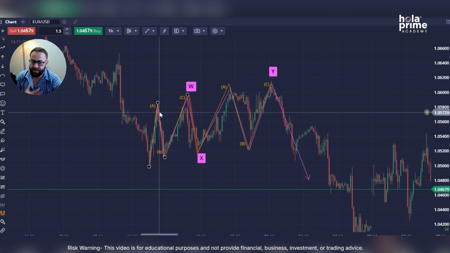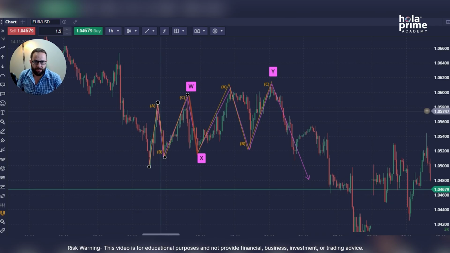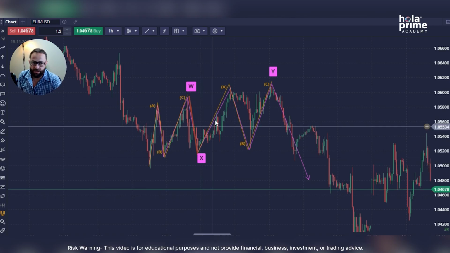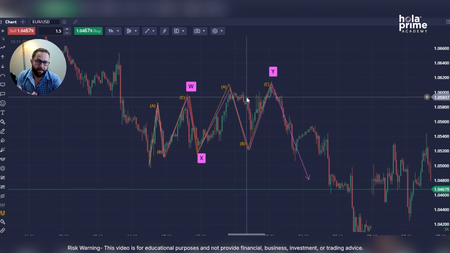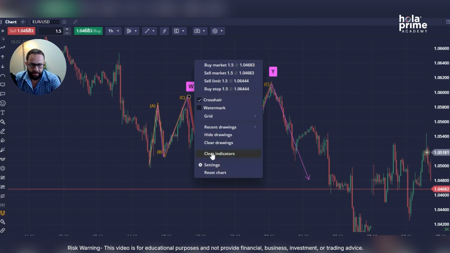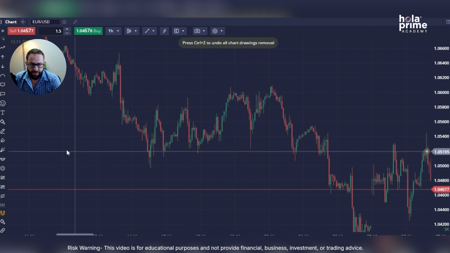Typically for me personally, if I see a correction unfolding against a trend, I always assume it's an ABC. If it fails to be an ABC, as proven by price not moving to a new low in this case, and makes a new high again against the counter trend, then I'll assume that I'm potentially dealing with a WXY double zigzag instead. Right, so let's clear all those drawings off there.